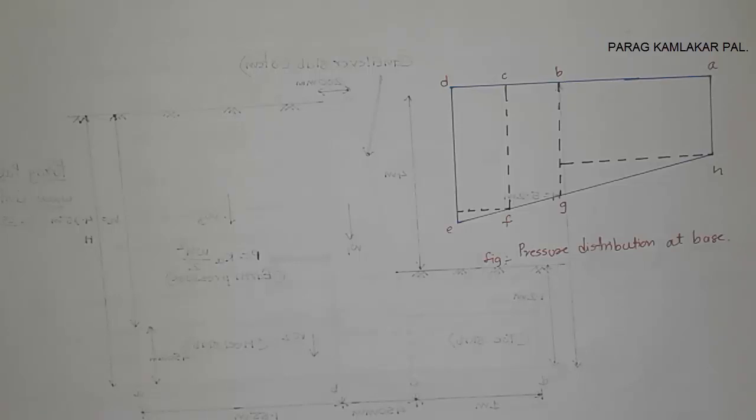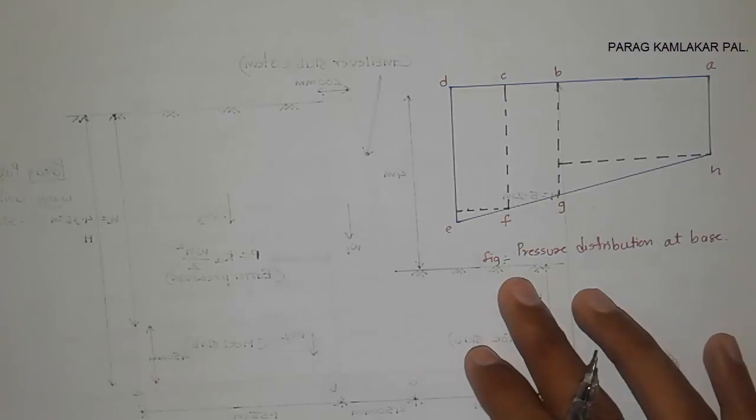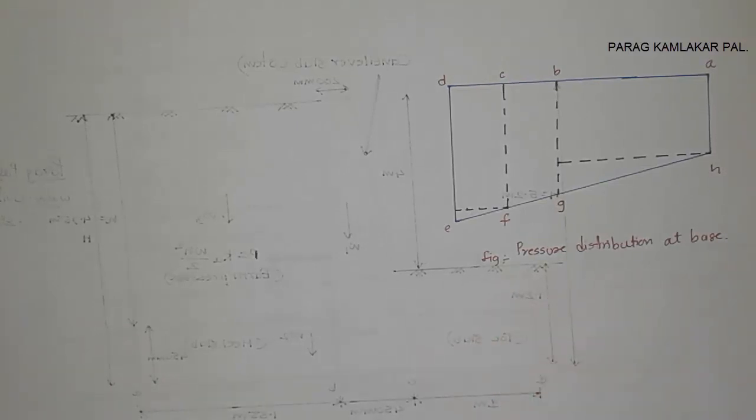Because we designed the stem, now with respect to all the dimensions, we are going to design the heel slab and toe slab. For that, we need the pressure distribution. If we don't know how much pressure is coming on our slab, we cannot design the heel slab, or the toe slab.